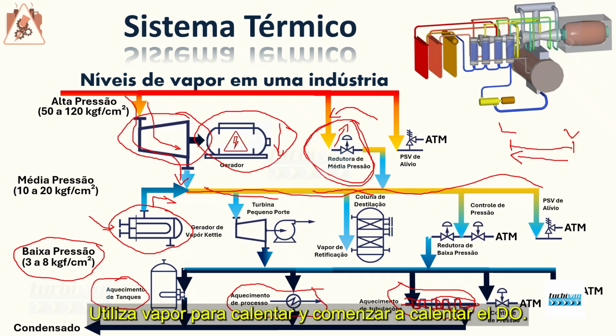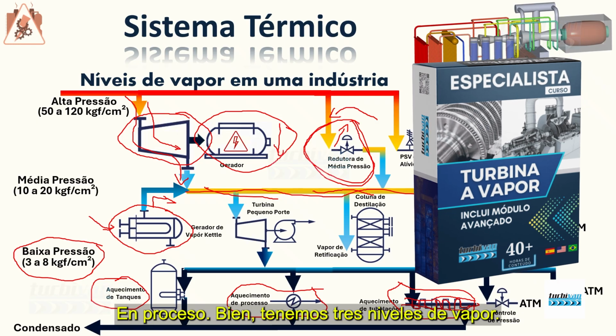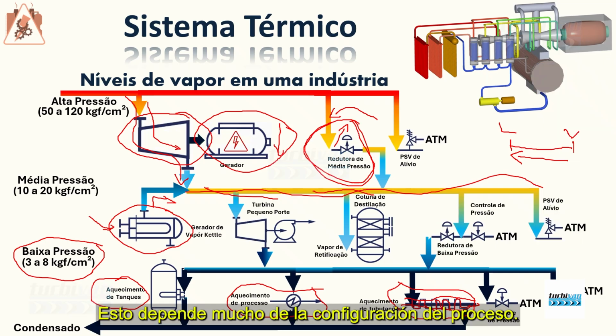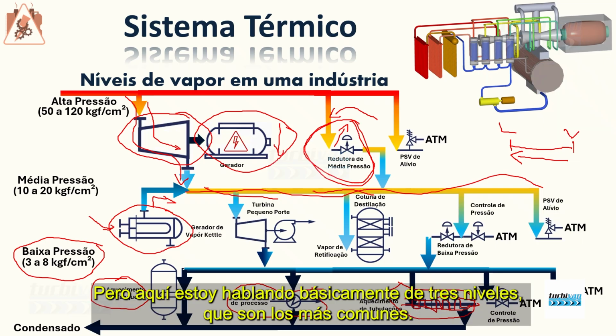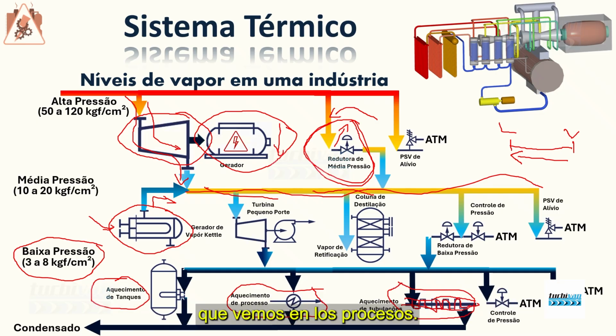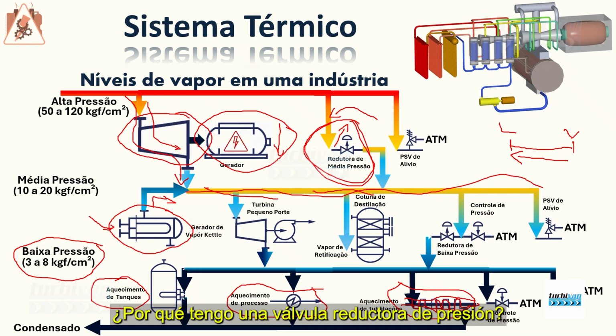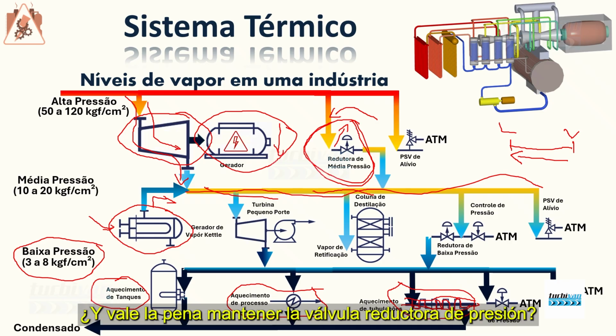Okay, so we have 3 levels of steam. We can have more steam levels. This depends a lot on the process configuration. But here I'm basically talking about 3 levels, which are the most common. There could be 2, but these are the 3 most common levels that we see in the processes. And now we will begin to understand the operation between the turbine and the pressure reducing valve. Why do I have a pressure reducing valve? And is it worth keeping the pressure reducing valve? Let's get this straight now.